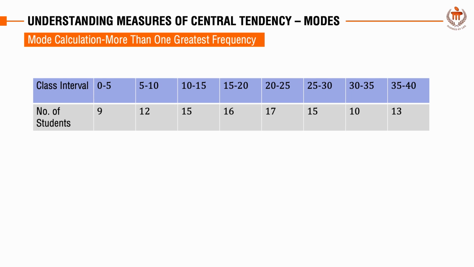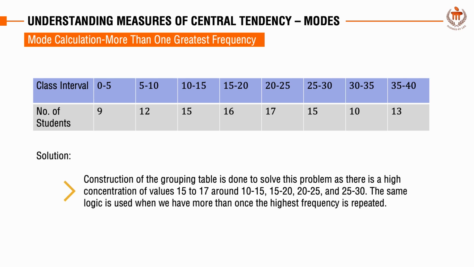So what we need to do is construct the grouping table, and this is done to solve the problem as there is a large concentration of values, 15 to 17, around 10 to 15, 15 to 20, 20 to 25. So working on the simple formula will not make much sense. Here the grouping and analysis table will make more sense.